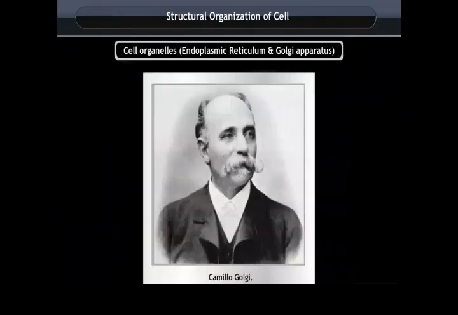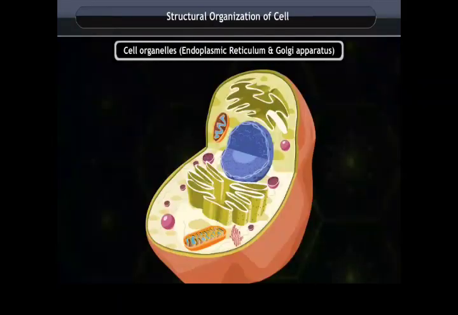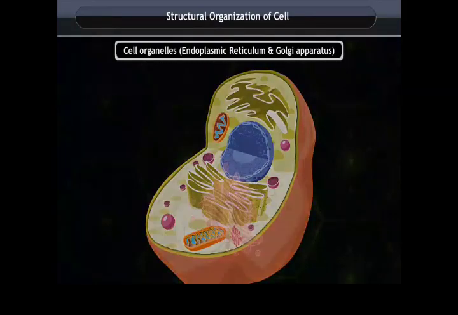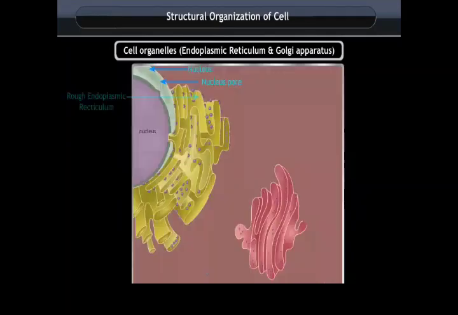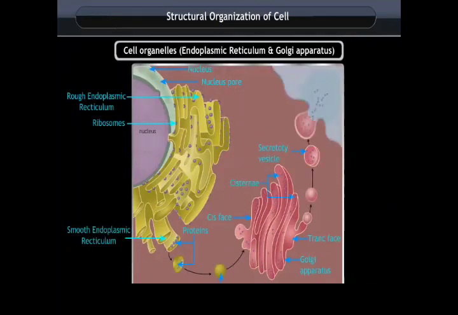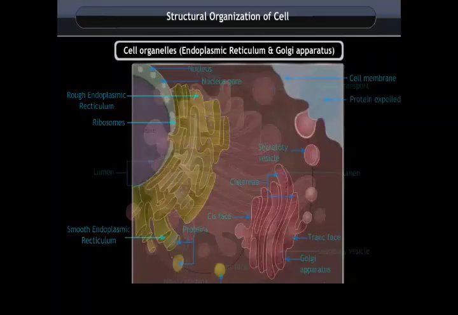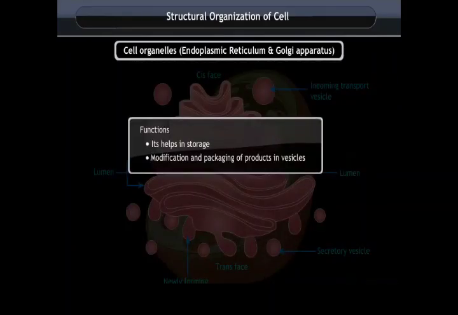The Golgi apparatus was first described by Camillo Golgi. In the Golgi apparatus, vesicles arranged approximately parallel to each other in stacks are called cisternae. Material synthesized near the SER is packaged and dispatched to various targets inside and outside the cell through the Golgi apparatus. It helps in the storage, modification and packaging of the products in the vesicles.